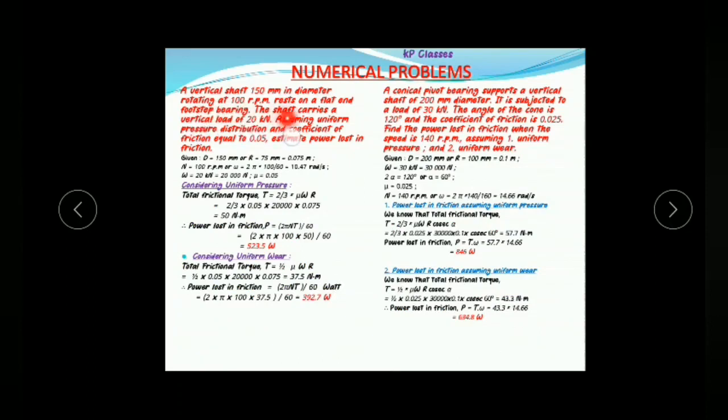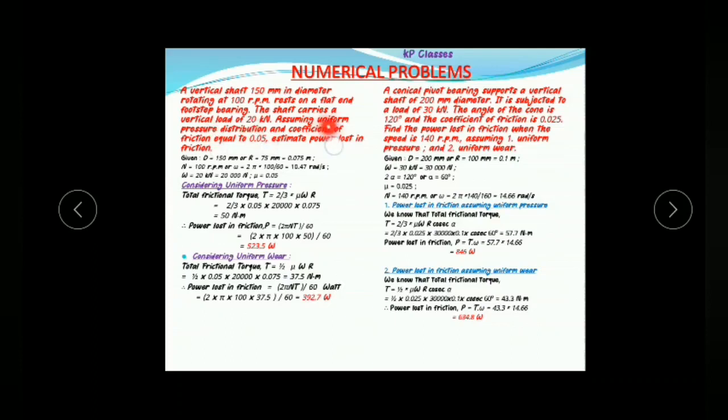A vertical shaft 150 mm in diameter, rotating at 100 rpm, rests on a flat footstep bearing. The shaft carries a vertical load of 20 kN. Assuming uniform pressure distribution and coefficient of friction equal to 0.05, estimate the power lost in friction.